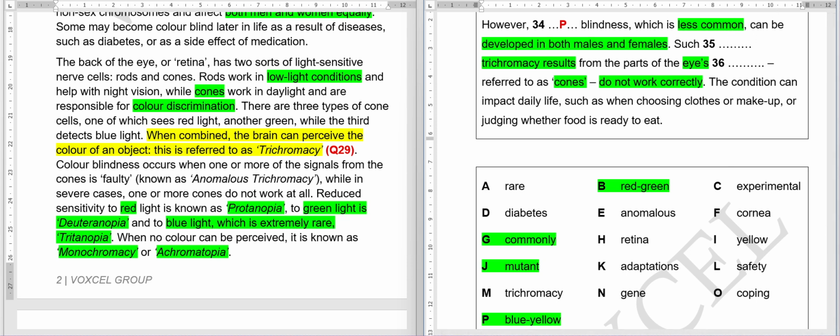Then I will mark it there and explain it to you. For 35 it is option E, anomalous, and for 36, it is H, retina. So let me first mark these. Okay, so where it is written for 35, yeah, such dash trichromacy results. So what kind of things are we talking about? Yeah, here it is, anomalous trichromacy.